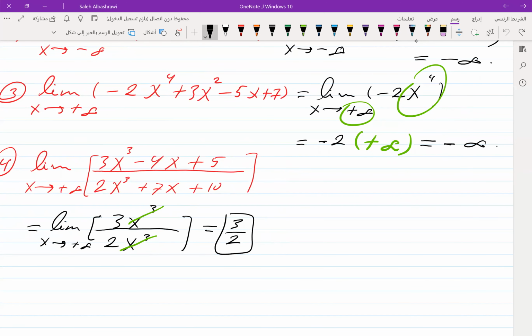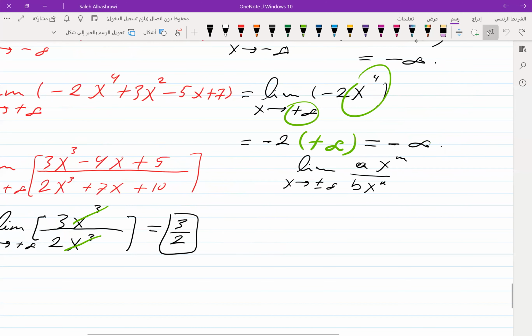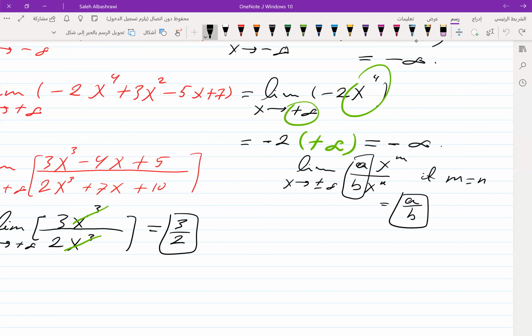In this case, limit of a x to power m divided by b x to power n, where x goes to either plus or minus infinity. If the powers are equal, if m is equal to n, the limit will be a over b. Take only the coefficients. If the powers are equal in the numerator and the denominator, just take the coefficient, that will be a over b.